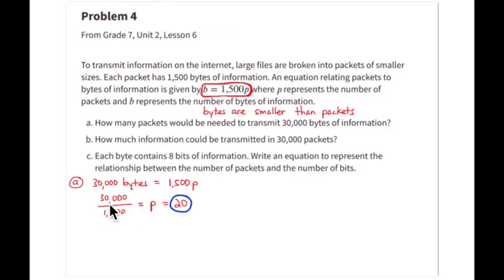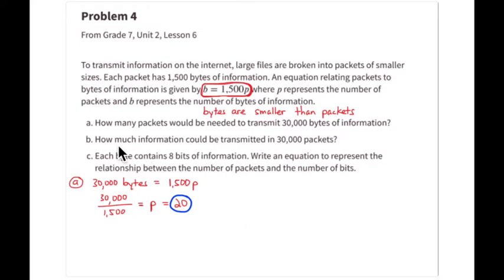Here's 30 divided by 15 right here. That's 2, but this is 10 times that. So the answer is going to be 20. So this has 20 packets of information. So 2 packets of information would be 3,000. So 20 packets of information are going to be 30,000.